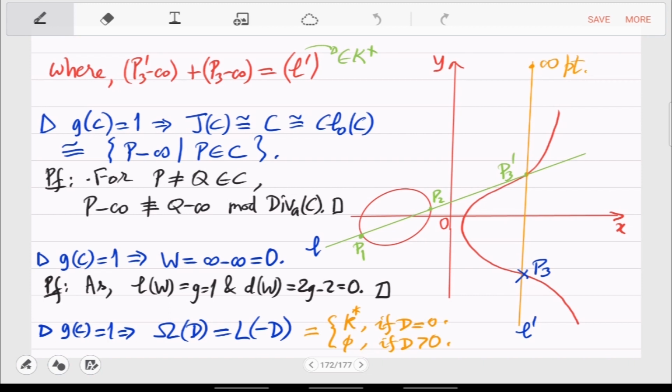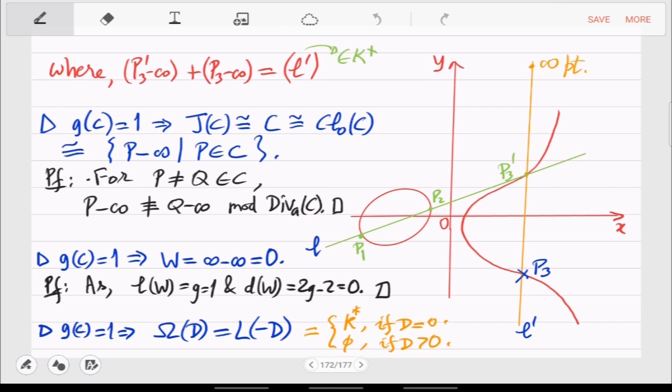And what should P3 prime be? P3 prime and P3 and minus 2 infinity. So infinity should be a pole of multiplicity 2, and P3 and P3 prime should be the zeros. So this is the line L prime, and we generally draw it vertical, parallel to the y-axis, because the point at infinity is like vertically upwards. Y equal to infinity is basically the point at infinity. So the vertical line will give you the opposite of P3 minus infinity. So that's P3 prime minus infinity, and that has to be in line with P1 and P2.